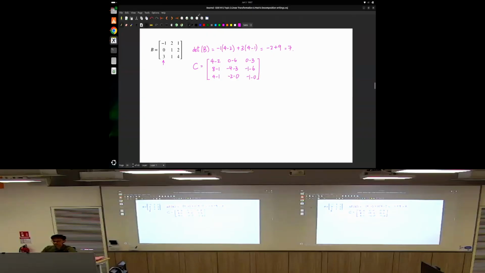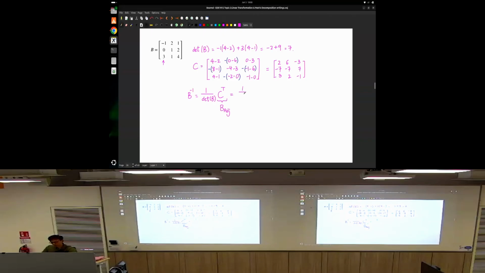Okay, after I have this, I must remember to put my negative sign. Then I work out the answer, which is 2, 6, minus 3, minus 7, minus 7, 7, 3, 2, and minus 1. So this is the cofactor. Then B inverse is 1 over the determinant times the cofactor transpose. So you must remember to transpose. That will give you the adjoint. This guy is your B adjoint.